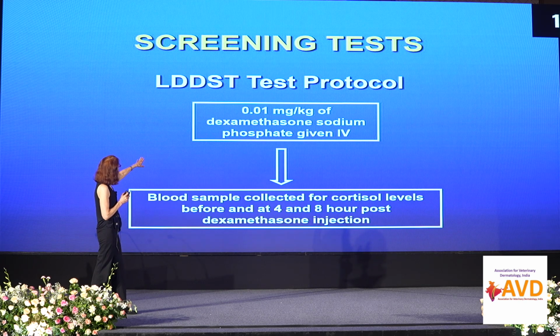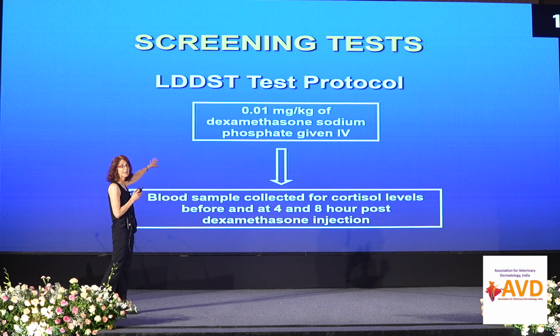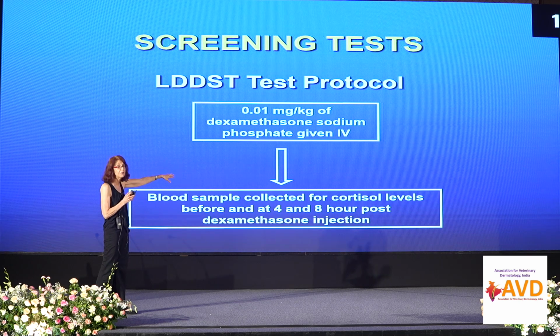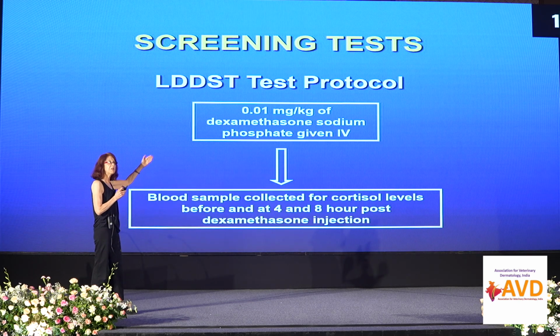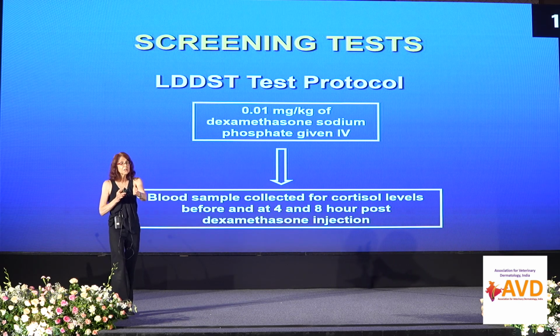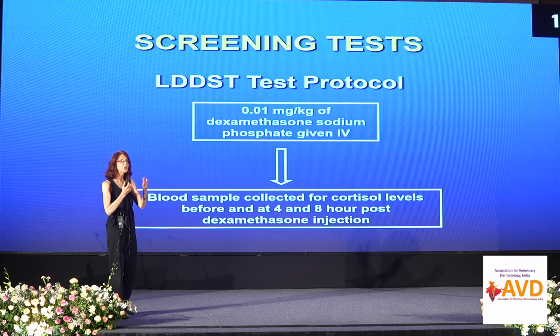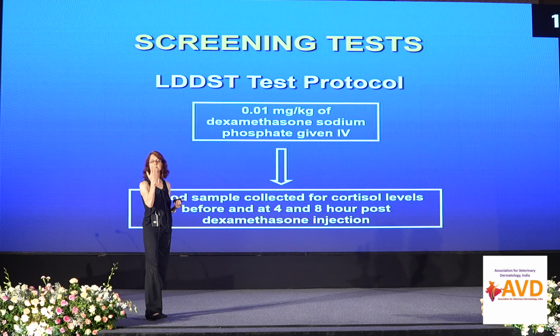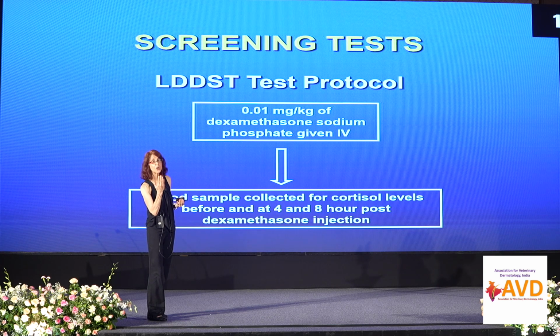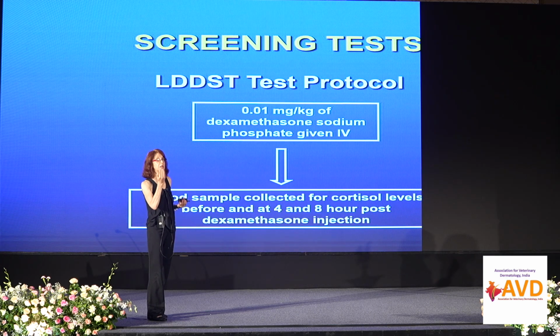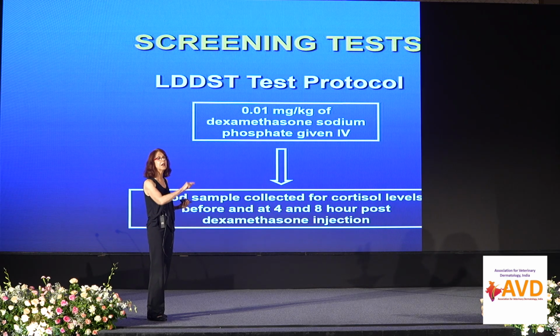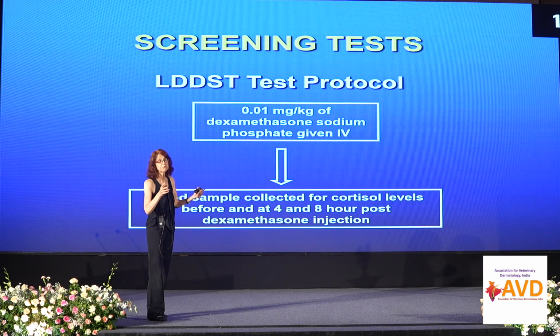So you inject 0.01 milligram per kilogram of dexamethasone sodium phosphate, IV, okay? Collect the sample before, at 4 hours, and at 8 hours. The results come to you. Look at the 8 hour. Does my dog have Cushing's? You're going to see it should not suppress with dexamethasone because there's a tumor there. It should not suppress. The adrenal tumor produces cortisol independent of the pituitary. You can give 10 times more, it won't ever suppress with an adrenal tumor.